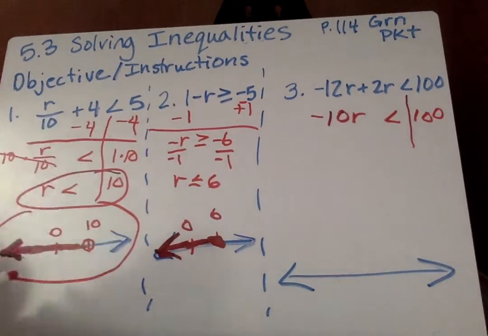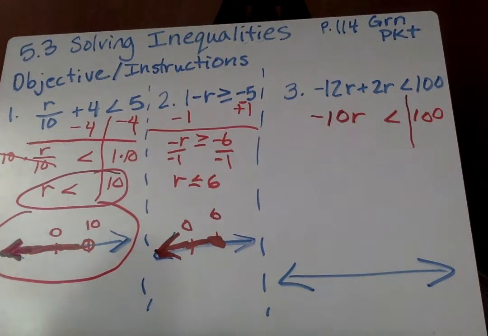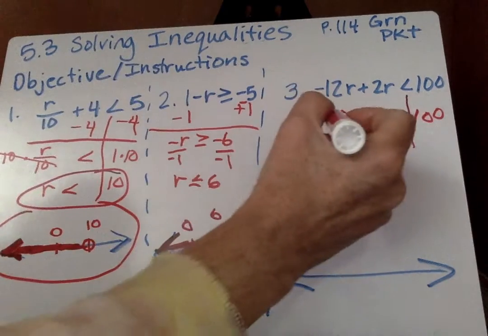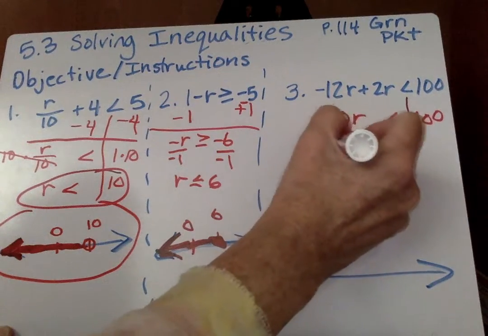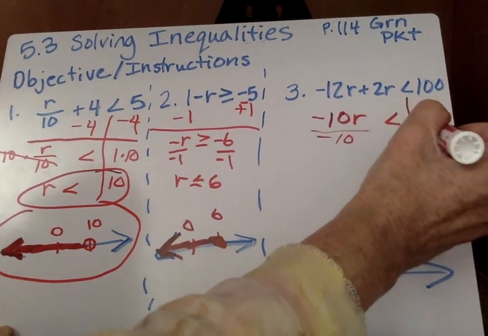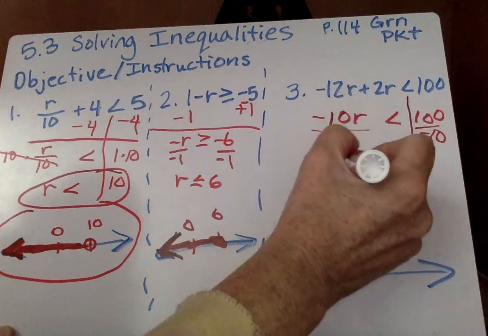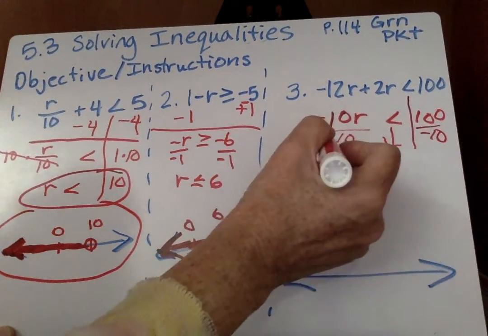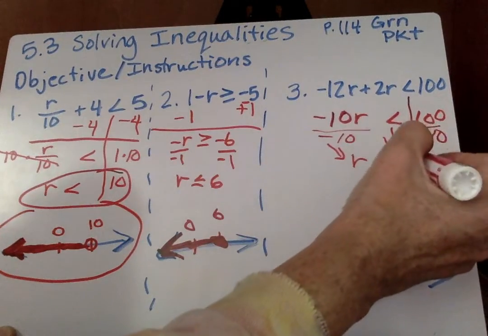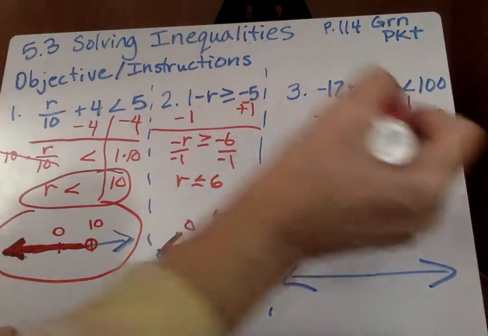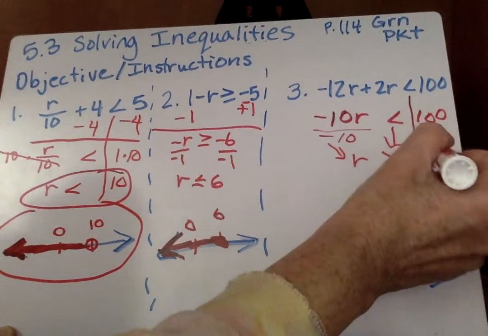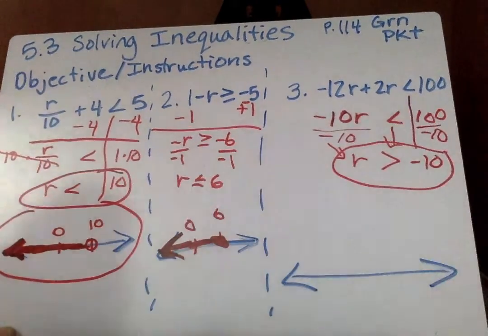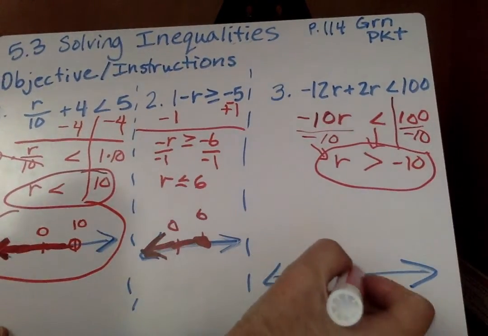Okay. Now, some of you are going to try and add 10. That's going to be a mistake because this is negative 10 times r. So we're going to go ahead and divide by negative 10. And again, I divided by a negative, so I must switch the sign. See that? Divide by a negative, switch the sign. 100 divided by negative 10. So r is greater than negative 10.